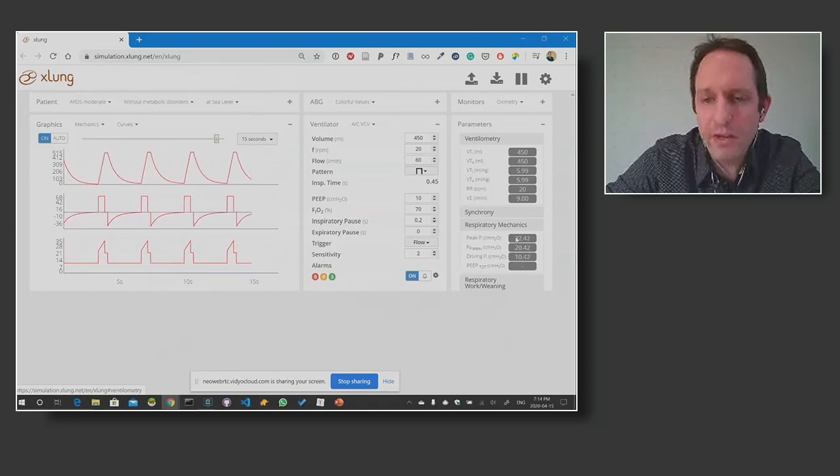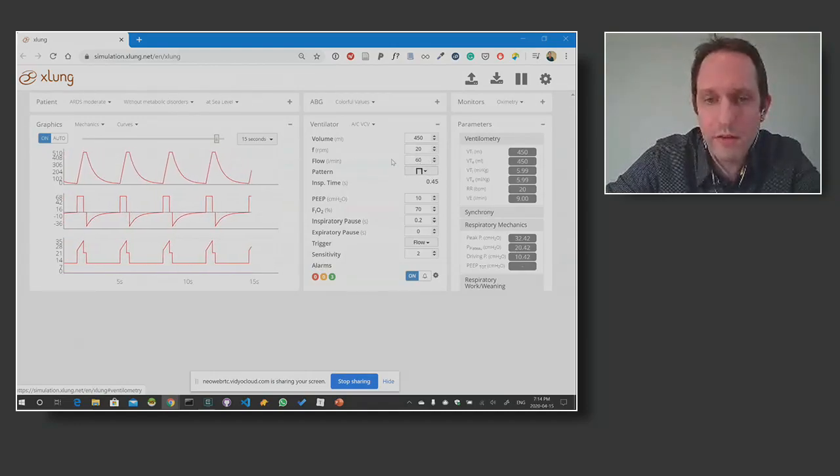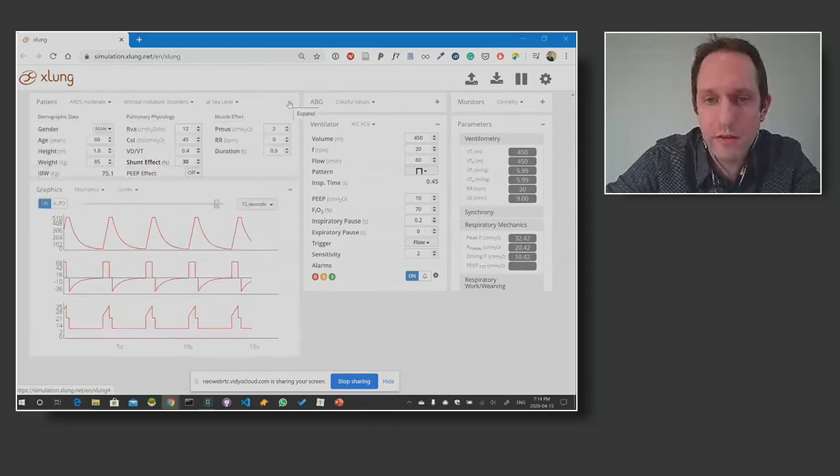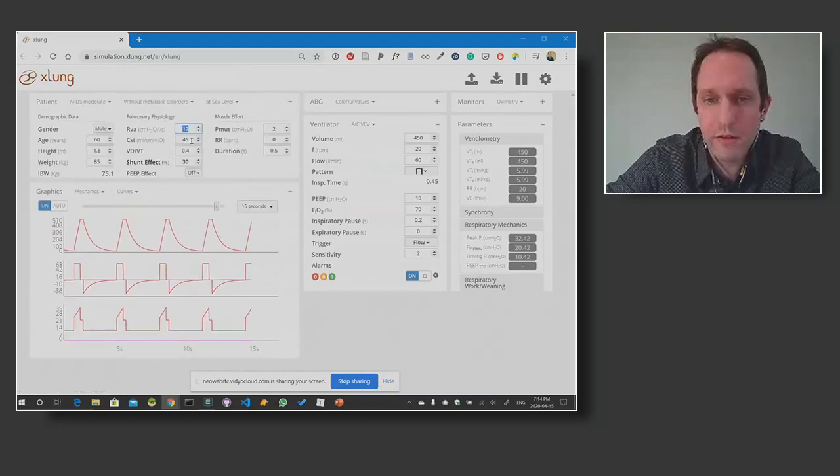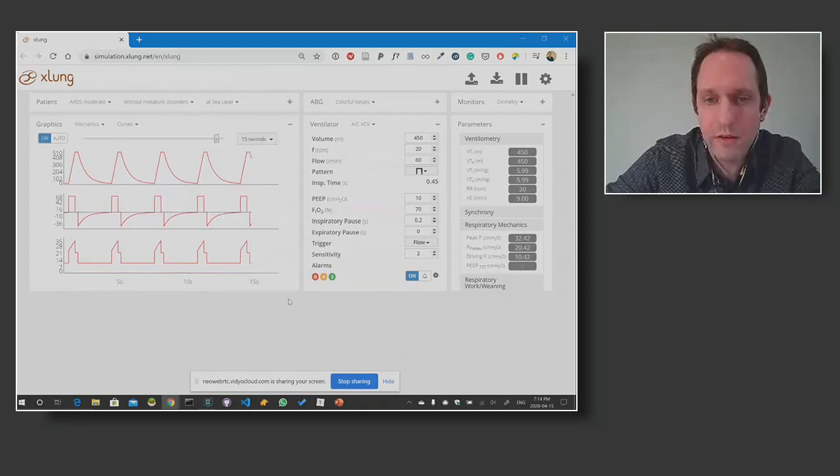So I know my resistance is peak minus plateau divided by liters per second, which is 1, because this is 60 liters per minute. So my resistance is 12. And because my driving pressure is 10, 450 divided by 10, my compliance is 45. And if I look at the patient here, we have a resistance of 12 and a static compliance of 45. So I now have ongoing monitoring of respiratory mechanics.